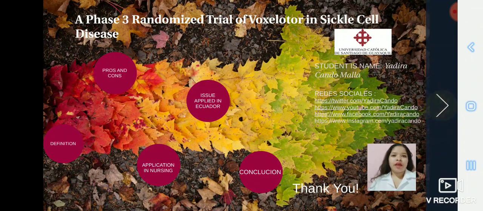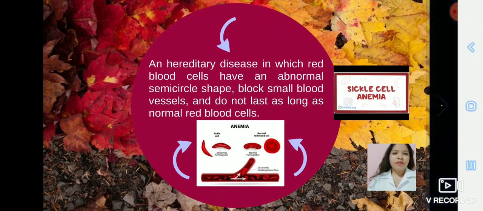My topic: a phase 3 randomized trial of voxelotor in sickle cell disease. Definition: a hereditary disease in which red blood cells have an abnormal sickle shape, which can block the small blood vessels and do not last as long as normal red blood cells.